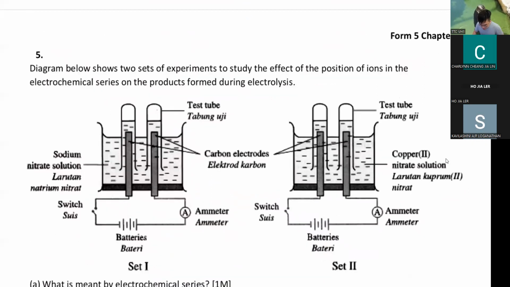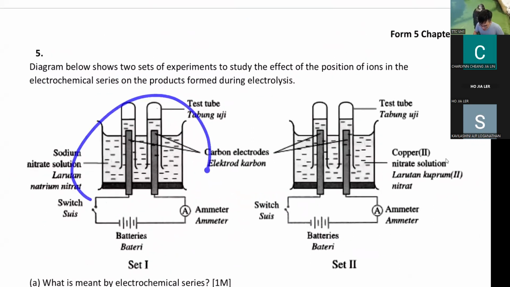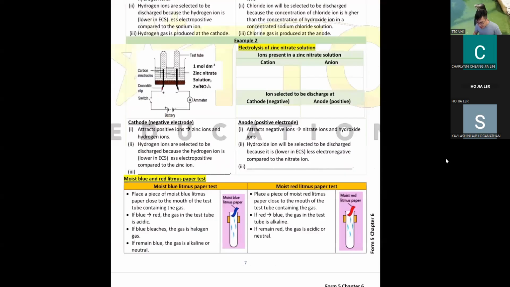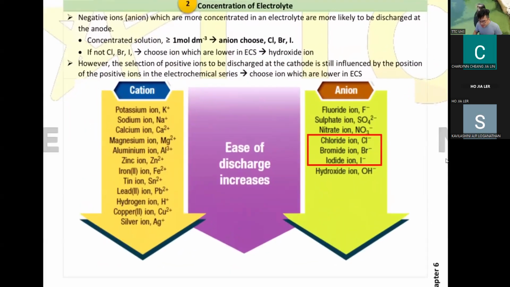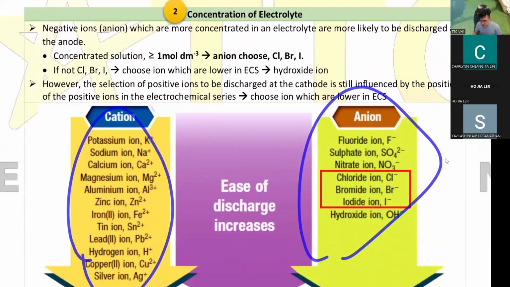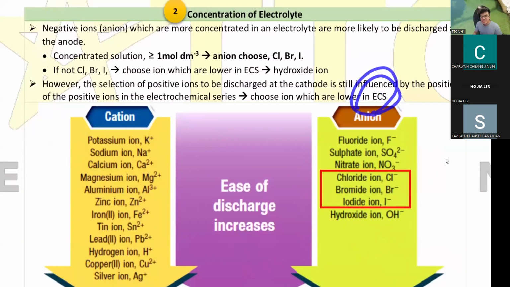Question 5. So we have 2 sets here. They are separate, they are not together. What is the electrochemical series? Guys, this good looking chart, the guy's good looking chart and the girl's good looking chart, this is what we call your electrochemical series. In short, I call it ECS.